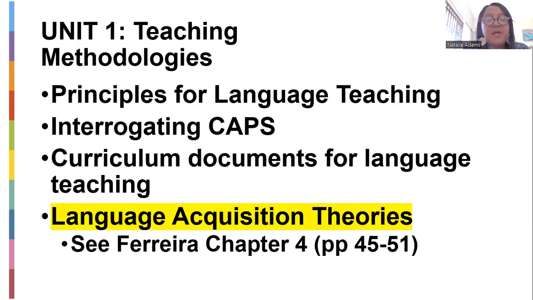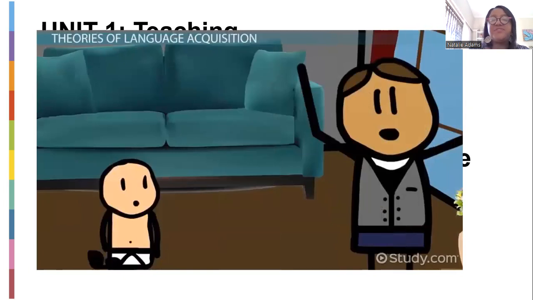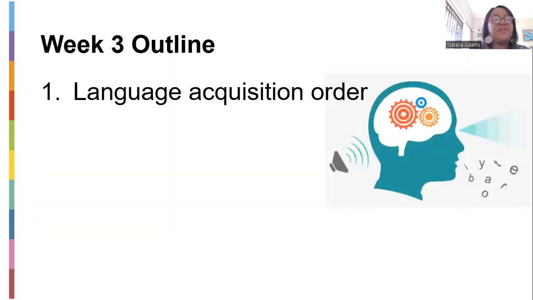I'm going to focus now on language acquisition theories. And this you'll find in Ferreira, chapter 4, page 45 to 51. Please go and have a look at it again. Again, we're using Ferreira, so I'm hoping that you're getting the message that buying the book is important. Okay, so language acquisition. There we have it.